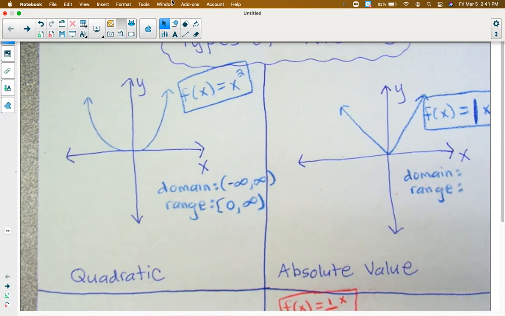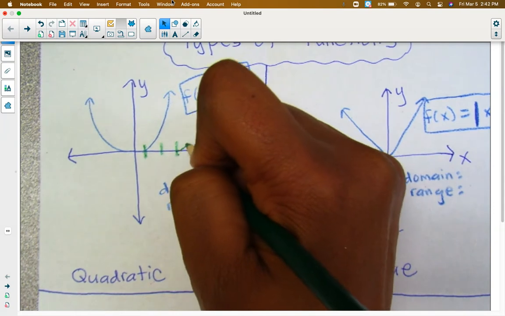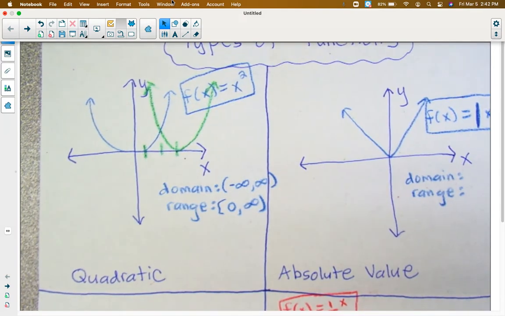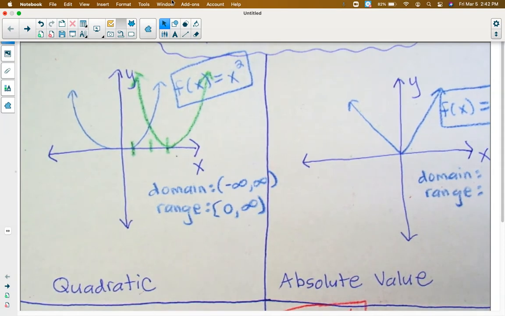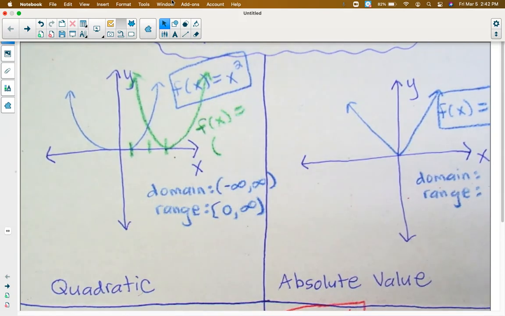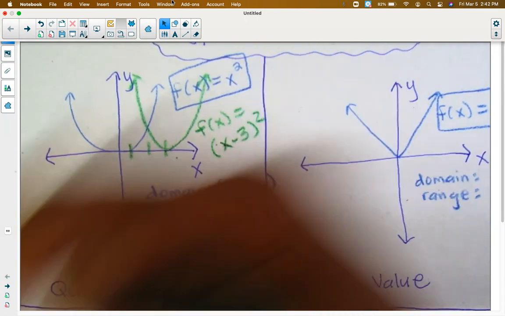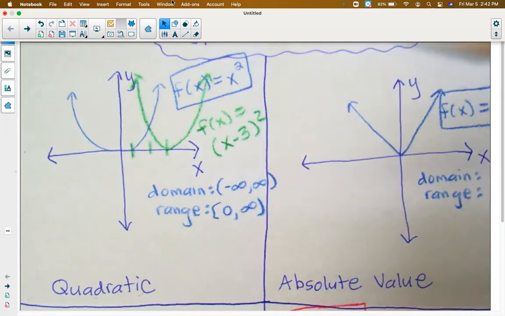So say I want to make this do something. Say I want to make it move right 3 spaces. So I'm going to put in 1, 2, 3. I'm going to put this in a different color here. So that green that I just drew in there, I want to make it go right 3 spaces. My equation for this would be f of x equals. Now this is going to be the opposite of what you think. So it's not going to be plus, it's going to be minus. So the equation for that green parabola, where I made it move right 3 spaces, is going to be x minus 3 squared. And this is a little tiny 2.